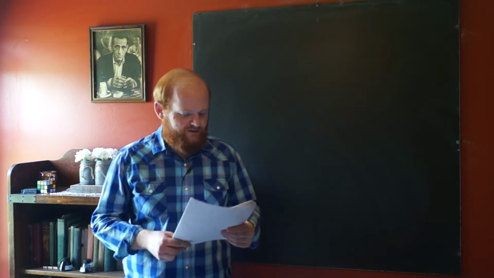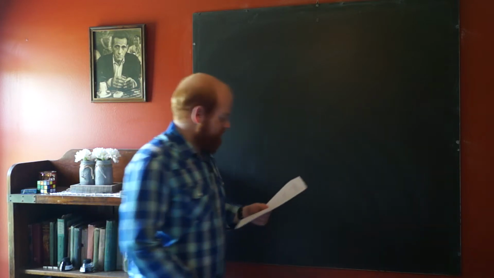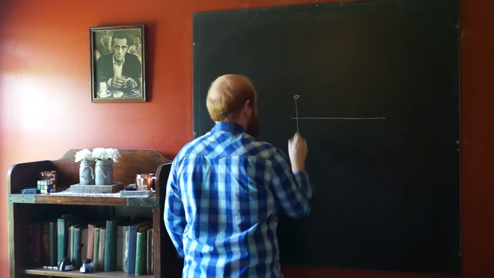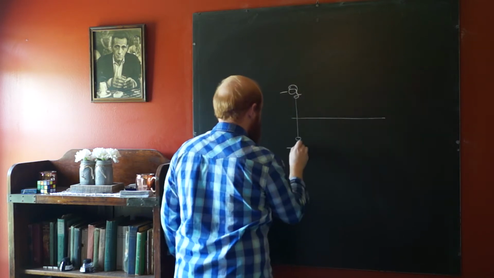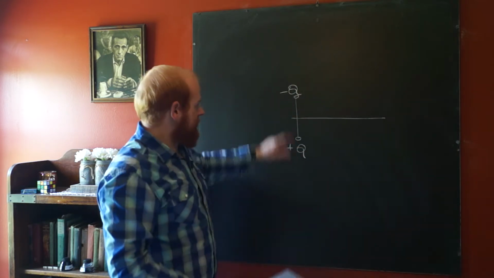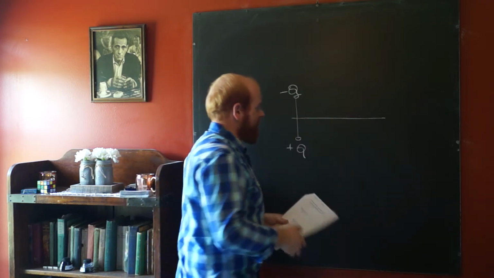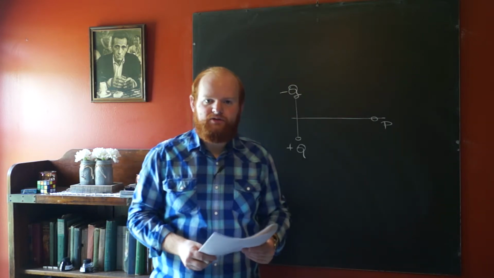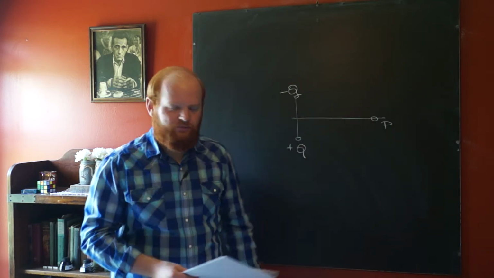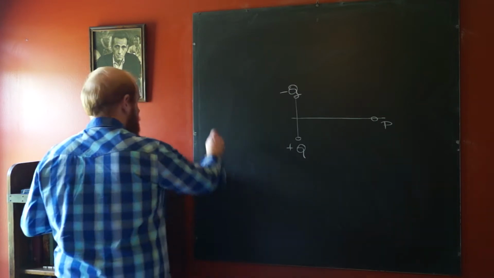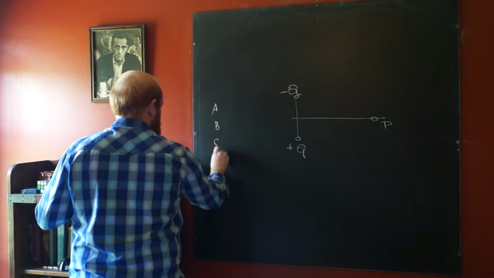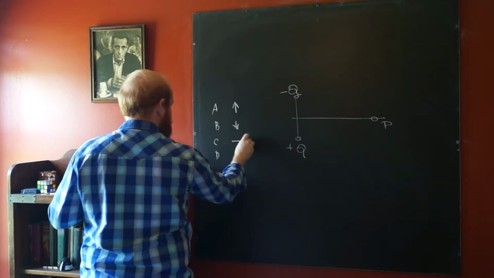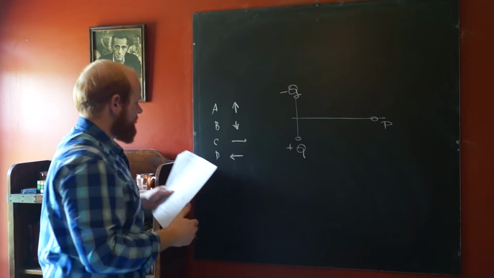So first of all, let's look at the first test and the second multiple choice question. So we have a negative charge and a positive charge equidistant from this imaginary line, and there's a point on this line, and we're asked what is the direction of the electric field at that point. And the choices are A, B, C, and D. A is upward, B is downward, C is to the right, and D is to the left.